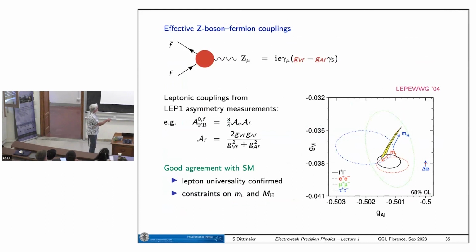You see the ellipses, which were just results of the fit for electrons, muons, and taus. And you see they have an overlap region here. And if you combine everything, assuming lepton universality, you get this black ellipse. So there was confirmation of lepton universality at LEP already, and you can confront it with the standard model. The standard model prediction was this yellowish band here, parameterized by the Higgs boson mass, which was not yet known, and the top mass, which was also not known before 95, when the top was found.